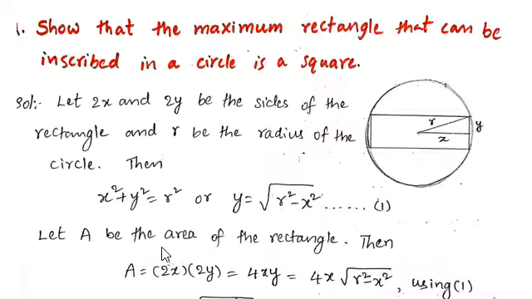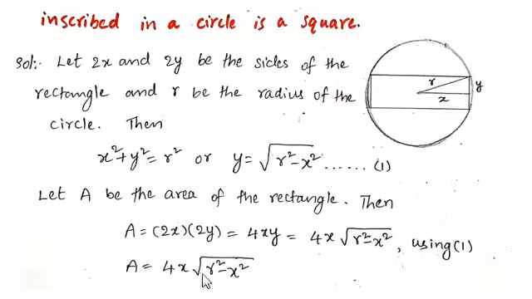Let A be the area of the rectangle. We know the simple formula: area of a rectangle is length into breadth. Length will be 2x and breadth will be 2y, so it is 4xy, and once again it is 4x. In the place of y we can write under root of r square minus x square by using this equation. So finally you can write area as 4x into under root of r square minus x square.